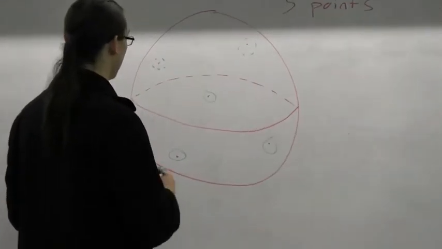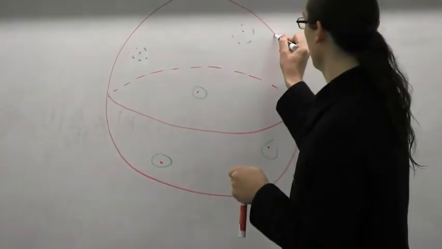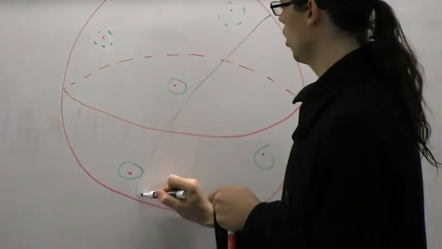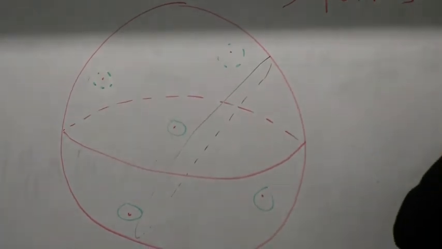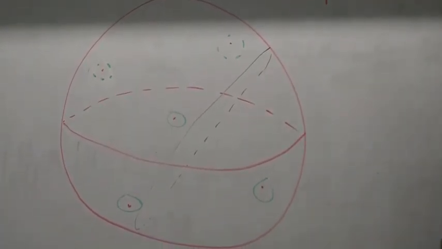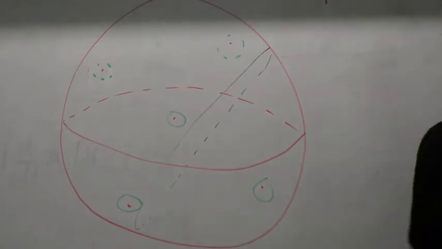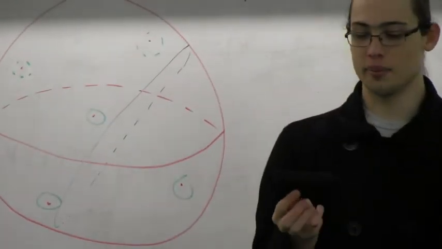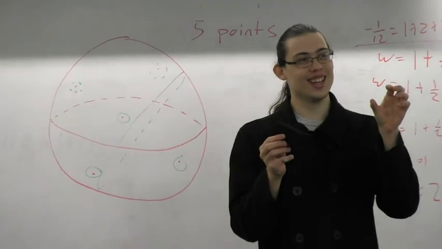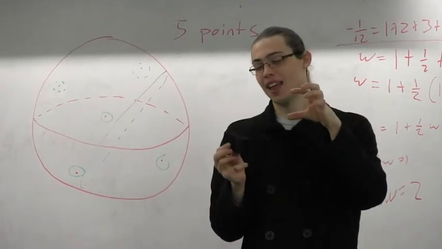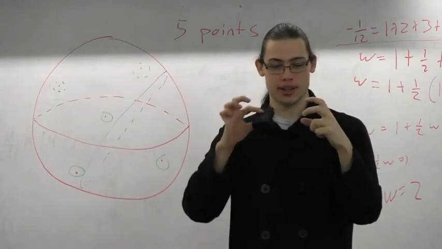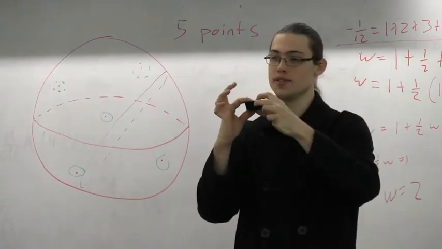Is the middle dot in the center? No, it's not. All of these dots are on the surface of the sphere. So I have a sphere. Oh no, I see no spherical objects. All right, I have a sphere. And I have 5 dots. Okay, 5 fingers. 5 dots on the surface of the sphere.